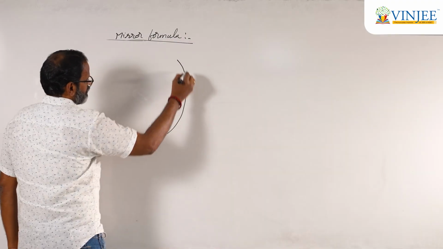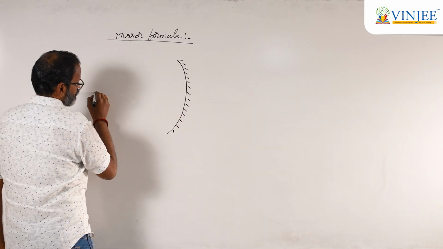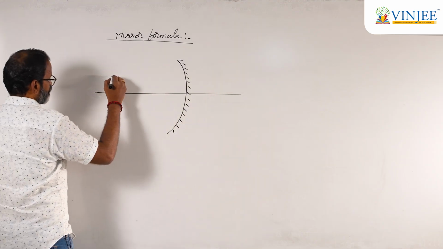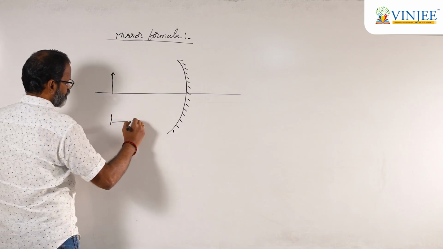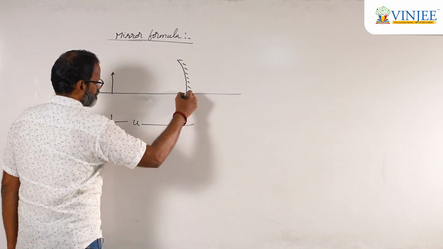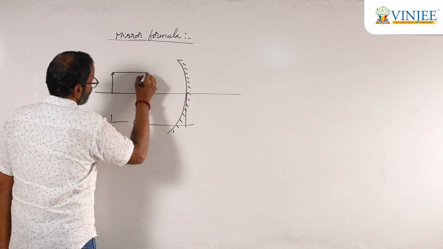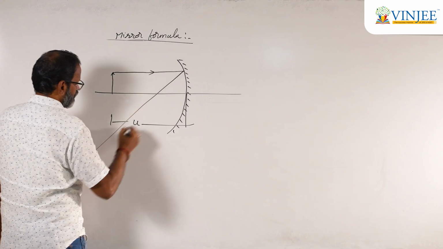So this is a curved concave mirror. This is the principal axis. Let us suppose an object is placed at a distance u from the pole of the mirror. A light ray moving parallel to the principal axis must be passing through the focus of the mirror.